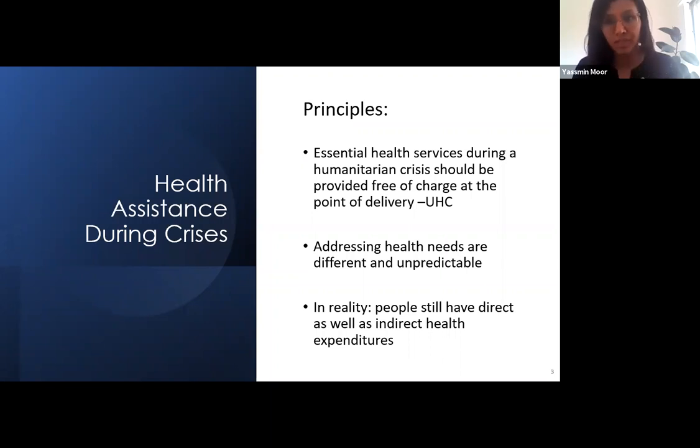So the universal health coverage states generally it's a principle within any type of crisis that essential health services should be provided free of charge at the point of service, particularly in emergency or humanitarian crisis. This is really important that refugees or IDPs or people who are in need should not have to pay for any of these services, including both primary or tertiary health. However, we know that this is not always the case.